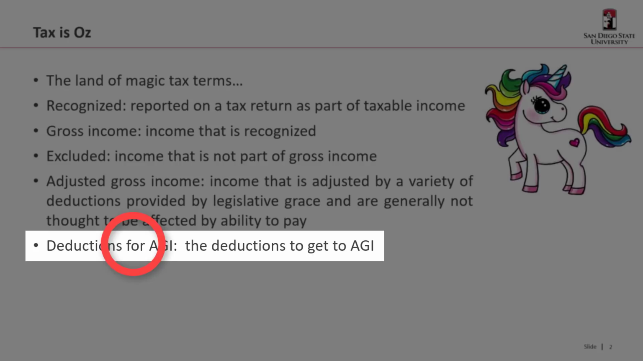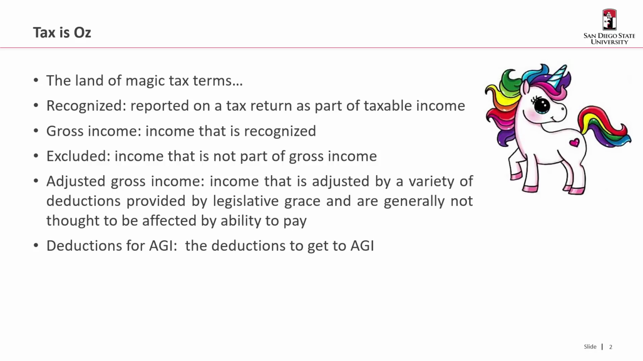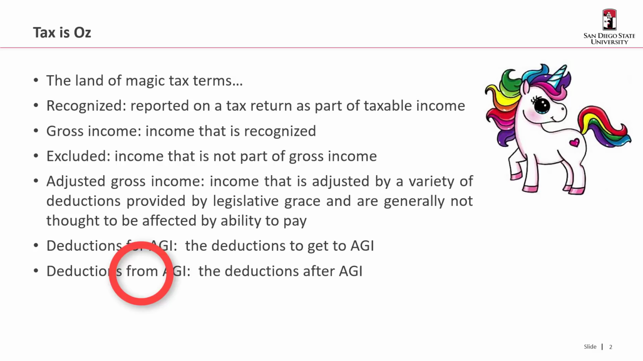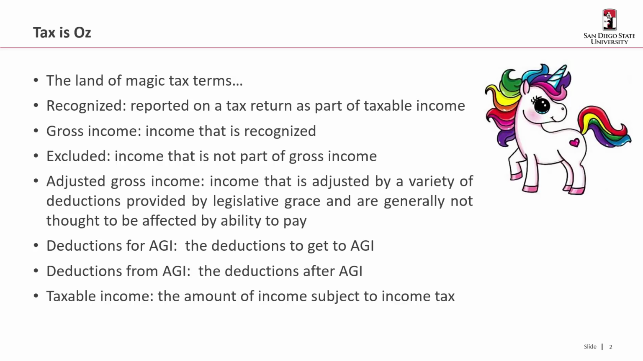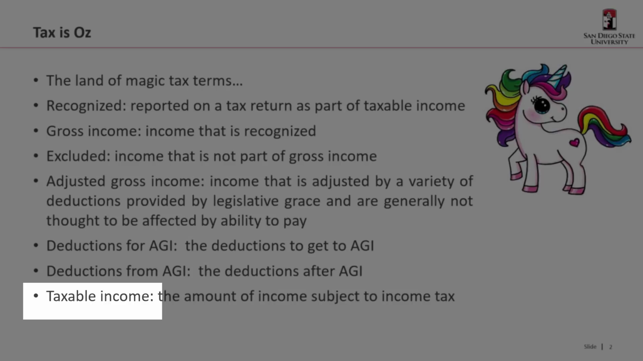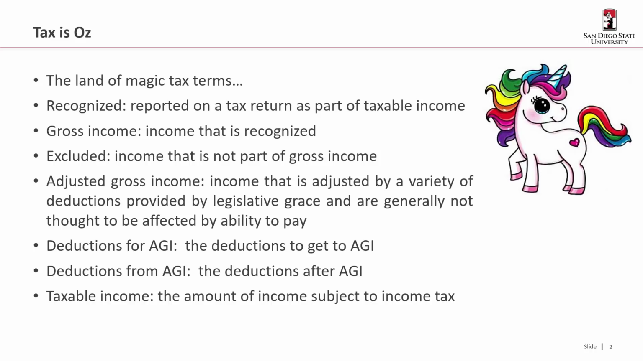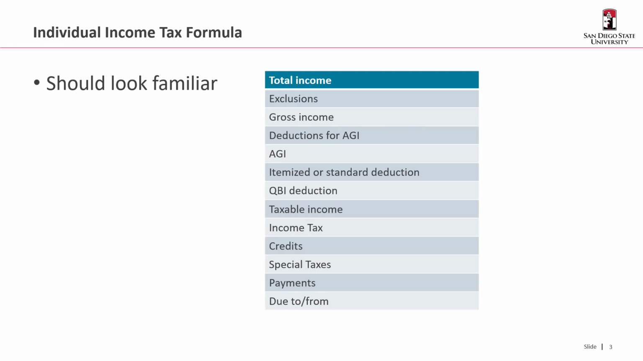Deductions for AGI are the deductions that you get before AGI. So when you're doing a subtotal, deductions for AGI come before AGI. You can contrast that with deductions from AGI, which are deductions that occur after that subtotal of adjusted gross income. Taxable income is the amount of income that is subject to income tax. So that's our tax base in an income tax system.